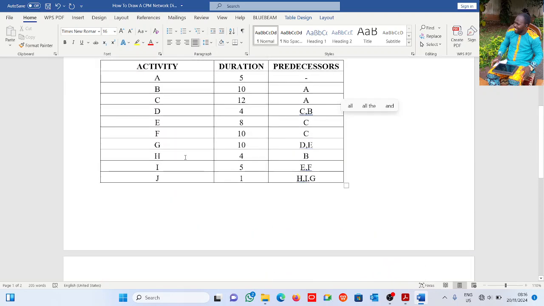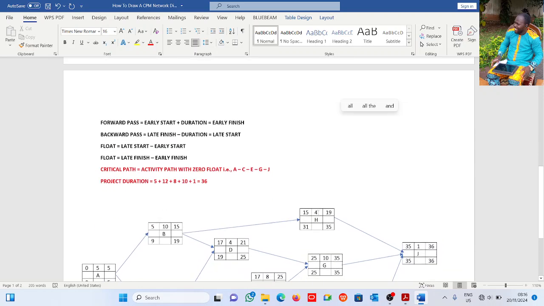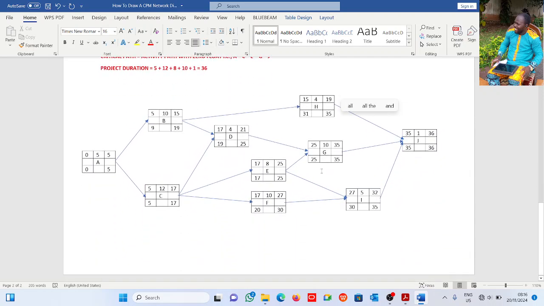Activity G has D and E as predecessors. Let's see how it uses activity G. This is activity D, this is activity E, and they both have G as successor. The duration of G is 10.